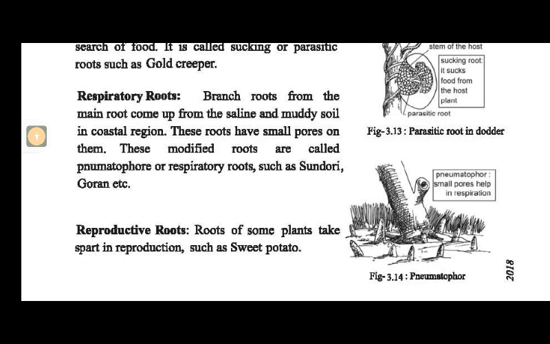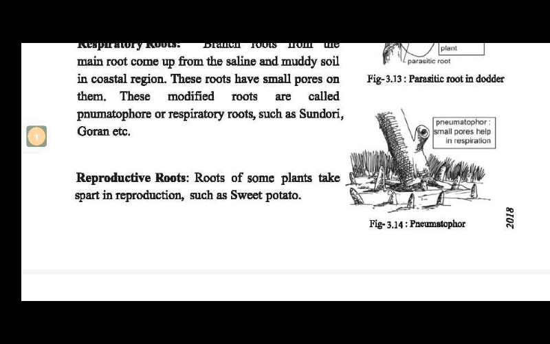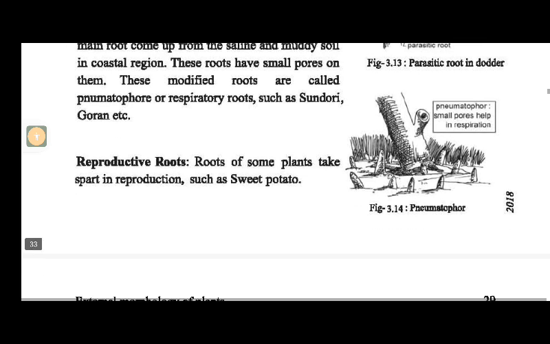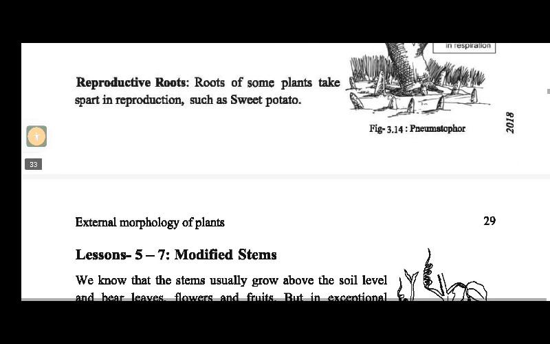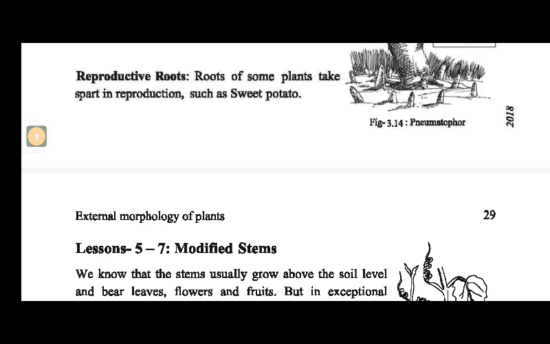Respiratory root. Branch roots from the main root come up from the saline and muddy soil in the coastal region. These roots have small pores on them. These modified roots are called pneumatophore or respiratory root, such as sundari, keora, etc. Reproductive root. Roots of some plants take part in reproduction, such as sweet potato.